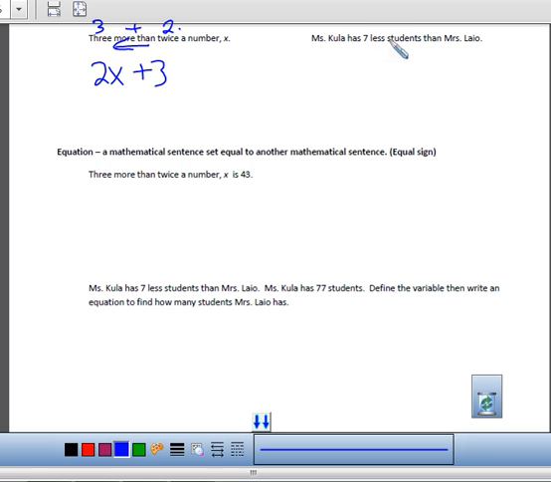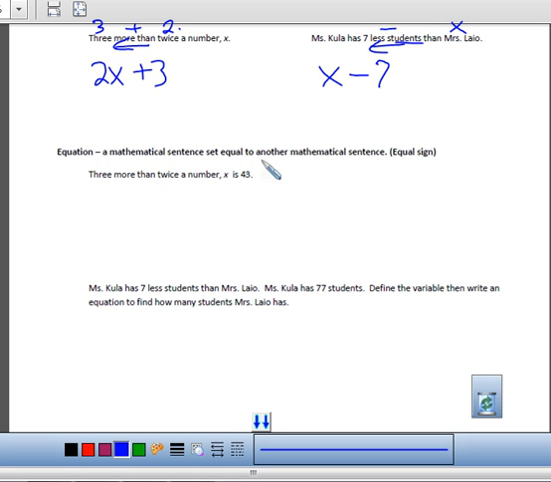Miss Kula has 7 less students than Miss Leo. Okay, so less means minus, and less than means we're going to switch the order. Miss Leo we're going to call x, because we don't know how many she has. So it's going to be x minus 7.